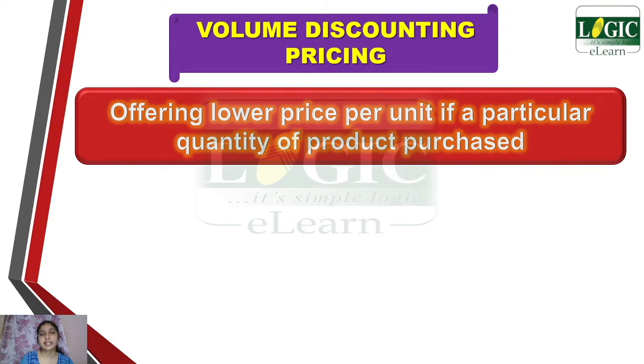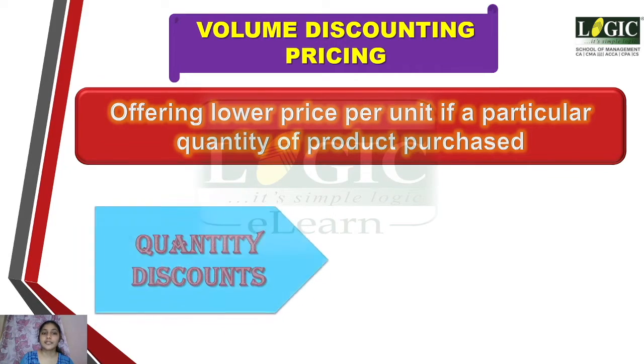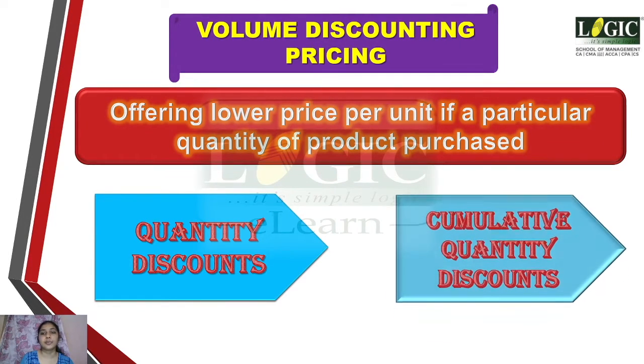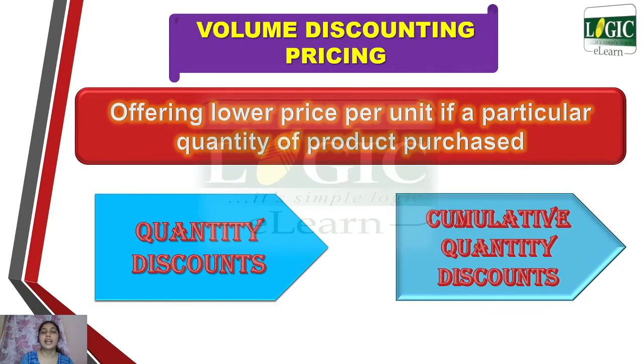Then we have volume discounting pricing, where discounts are offered to the customers if a particular quantity of product is purchased. The discount is provided in two ways. The first way is quantity discounts, where the discounts are offered if the customers purchase in bulk, and then we have cumulative quantity discounts, where the discounts offered increase in line with the cumulative orders placed.